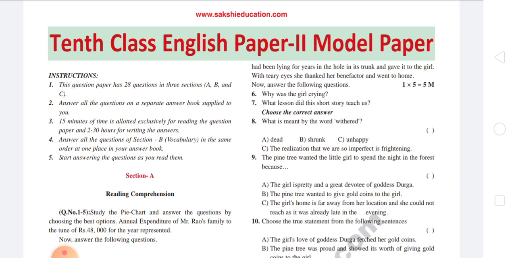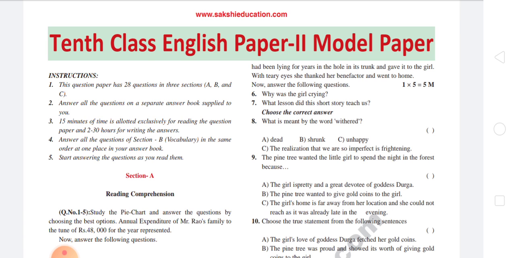Here are some instructions for us. This question paper has 28 questions in 3 sections: A, B and C. In this question paper also we will get section A, section B and section C, but this question paper contains 28 questions. So there is a difference between paper 1 and paper 2. Paper 1 contains 35 questions, but English paper 2 contains 28 questions. That is very important to remember.